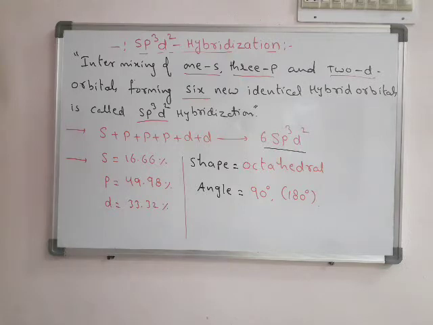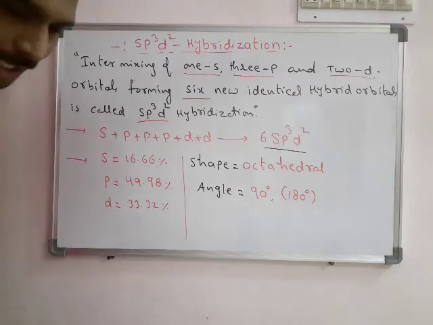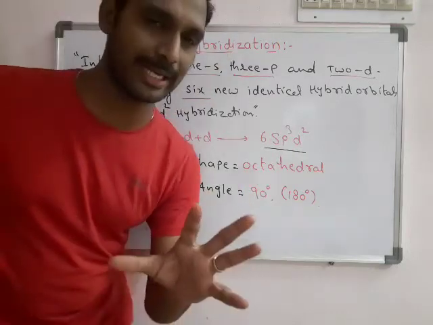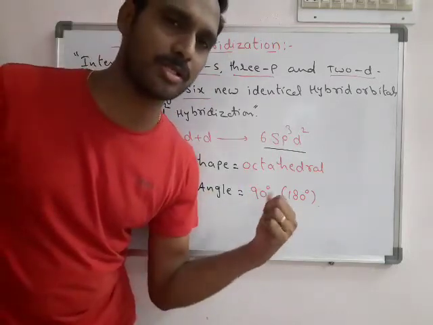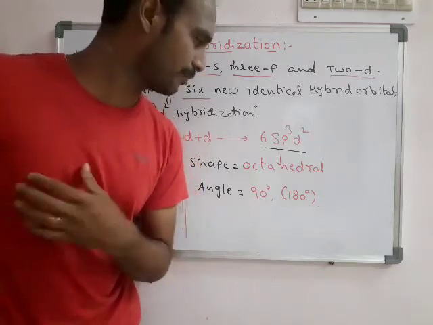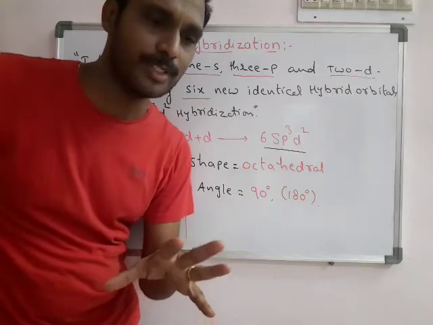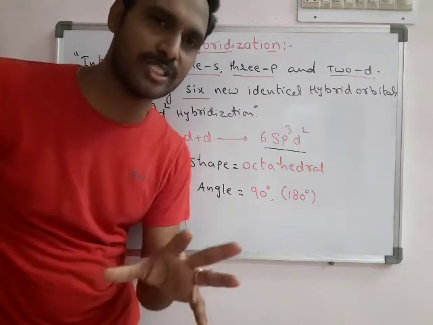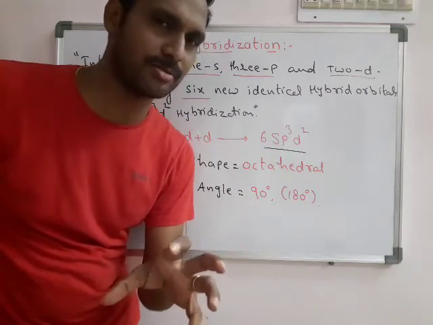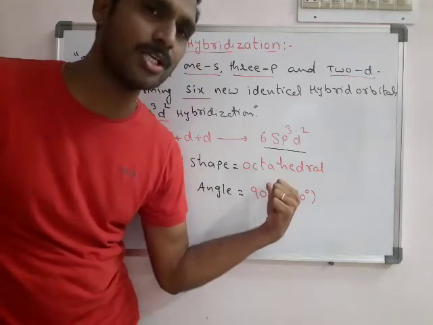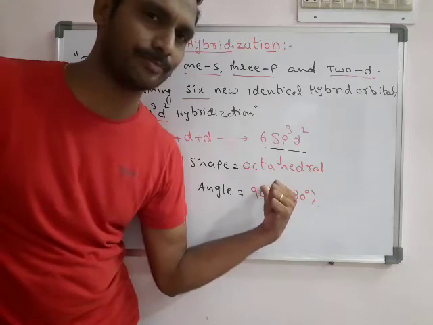Now we see the shape of octahedral. Why is it called octahedral even though it has the number 6, even though it has 6 hybrid orbitals? Generally octa indicates the number 8. But here how many hybrid orbitals are formed? 6 sp3d2 hybrid orbitals are formed, and there is the possibility of formation of 6 bonds. But why is it treated as octahedral? So what is the octahedral shape? We see now.